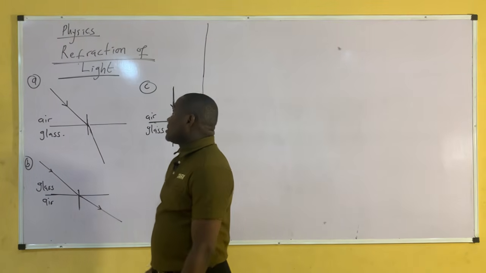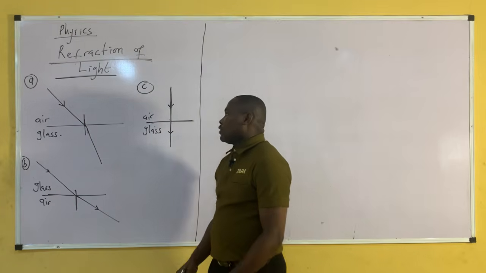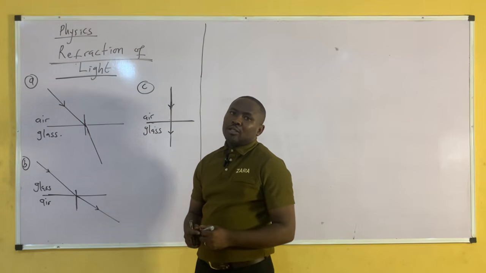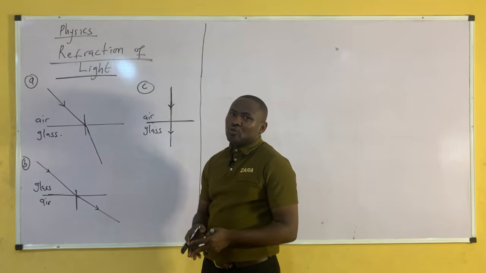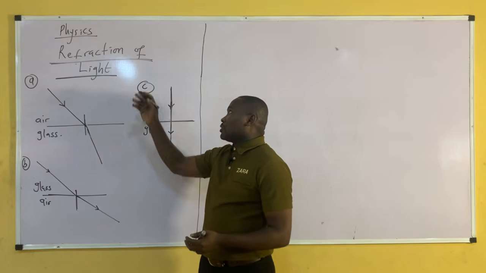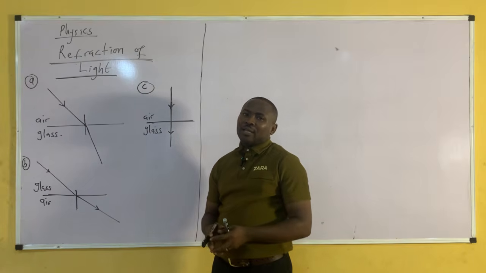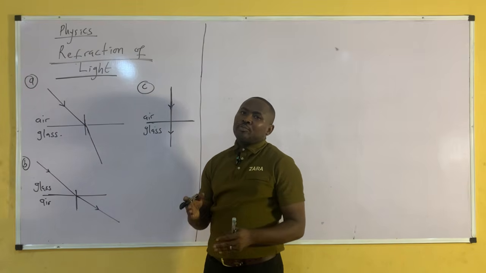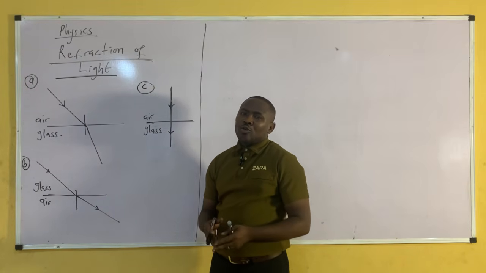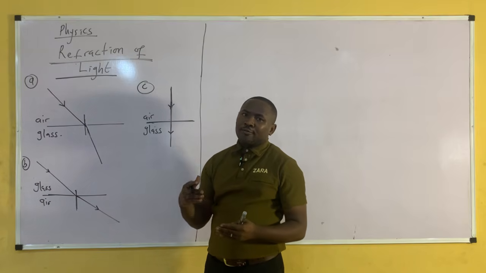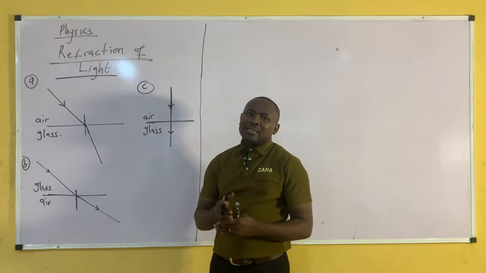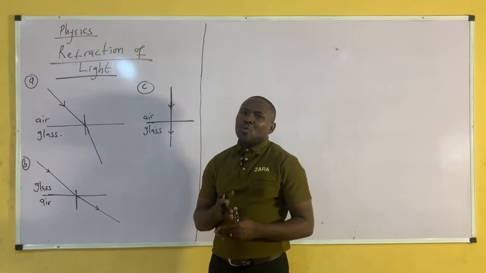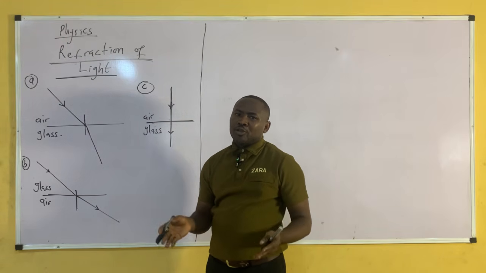Today we'll be looking at refraction of light. That's what we're looking at today. What's refraction? Refraction is the bending of a wave. So what is refraction of light? It is the bending of light when it goes from one medium to another medium. So a light traveling from air would definitely not continue in that same path and at that same speed when it goes into another medium.